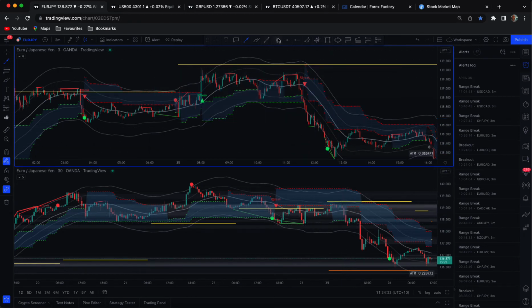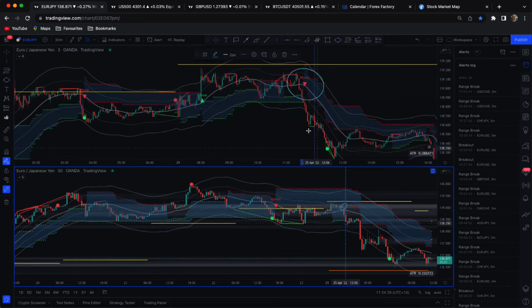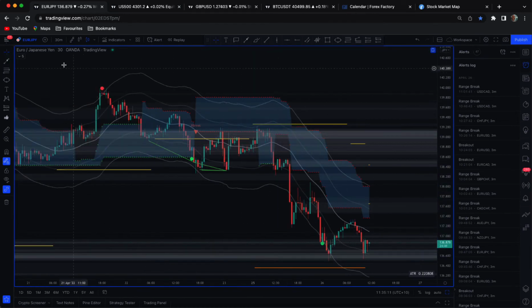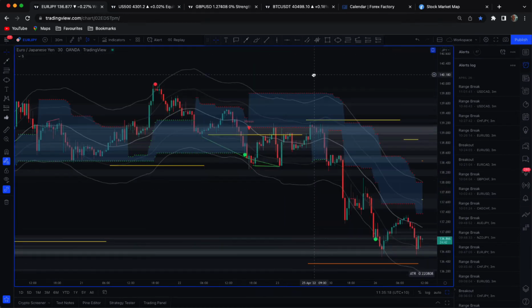Hope that makes sense. Signal fires, break out of the cloud, 30-minute chart, mark up your range, if you want to take it down to here, and then that would have been the retest of the range low right there, and then that was your trade. But that's the strategy pretty much in its simplest form.